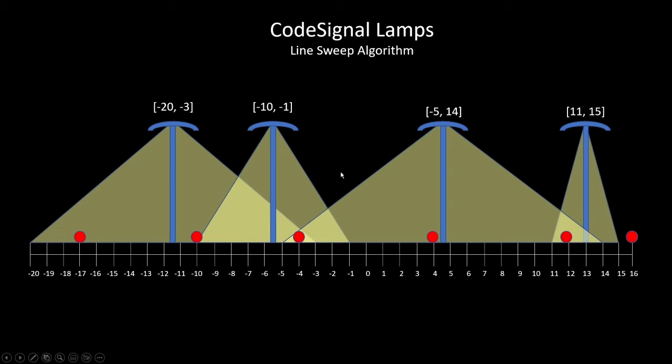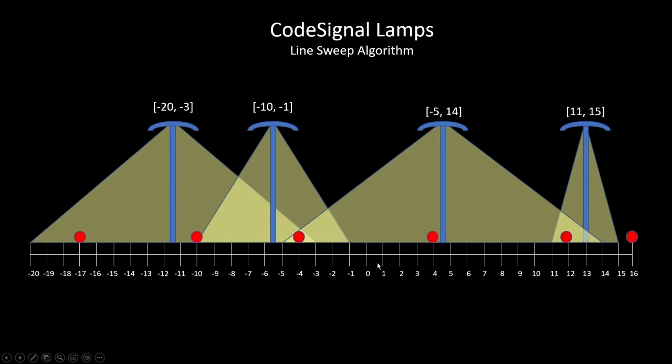The question is you need to find how many lamps are illuminating each bench, and then you're going to return that as an array. So our first index in the array is going to be how many lamps are illuminating our first bench. The second index is going to be how many lamps are illuminating the second bench, and so on.